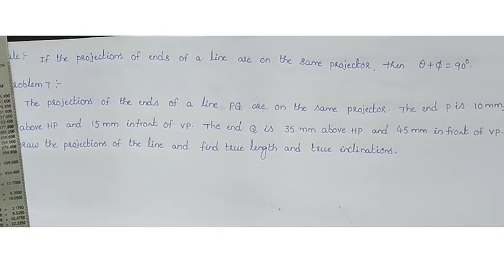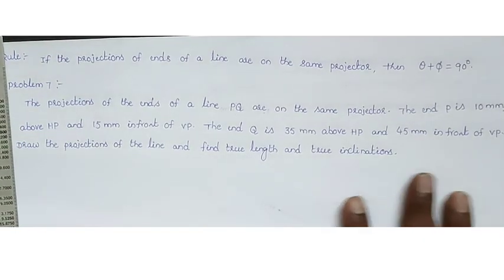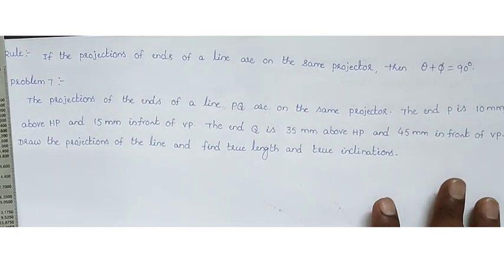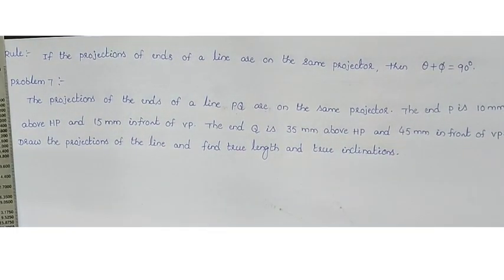Whenever theta plus phi is equal to 90 degrees, how will we draw the projections? If the projections of the ends of a line are on the same projector, then theta plus phi is equal to 90 degrees. Or you can observe, if theta plus phi is equal to 90 degrees, we can say that the ends of the line are on the same projector. So in this case, how will we draw the projections? By taking some problems.